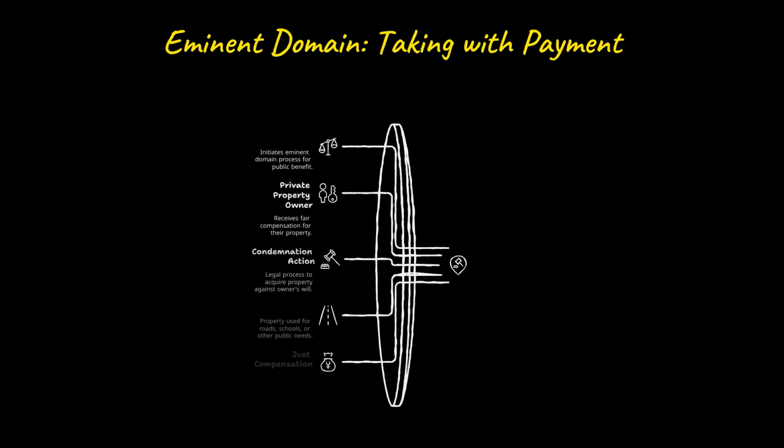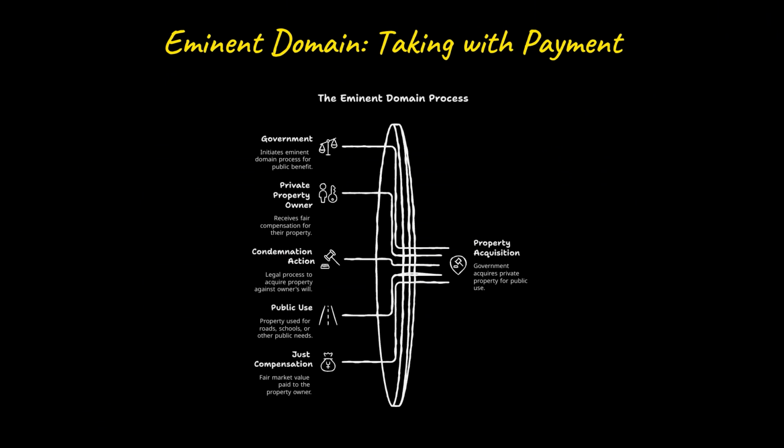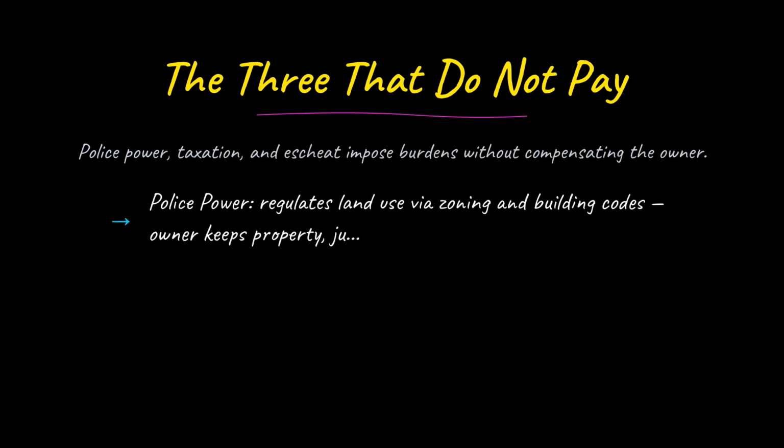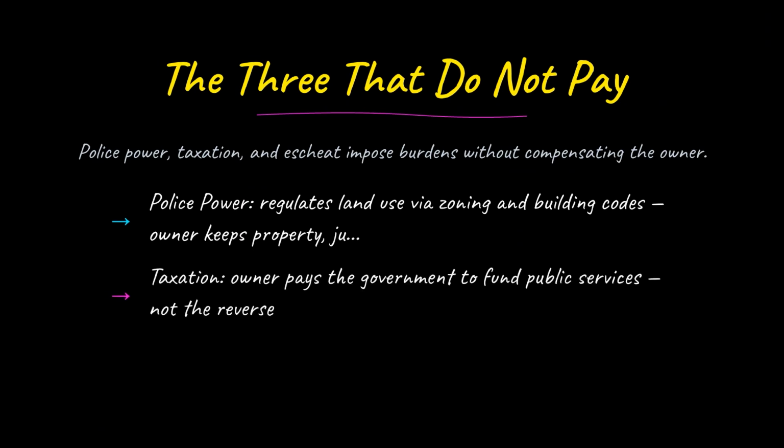Eminent domain is the government's power to take private property for a public use: a road, a school, a utility easement. The Constitution requires that the owner receive just compensation, typically the fair market value of what was taken. This pairing of the taking with payment is what makes eminent domain unique. Police power lets the government regulate land for public health, safety, and welfare. Reasonable regulation requires no payment.